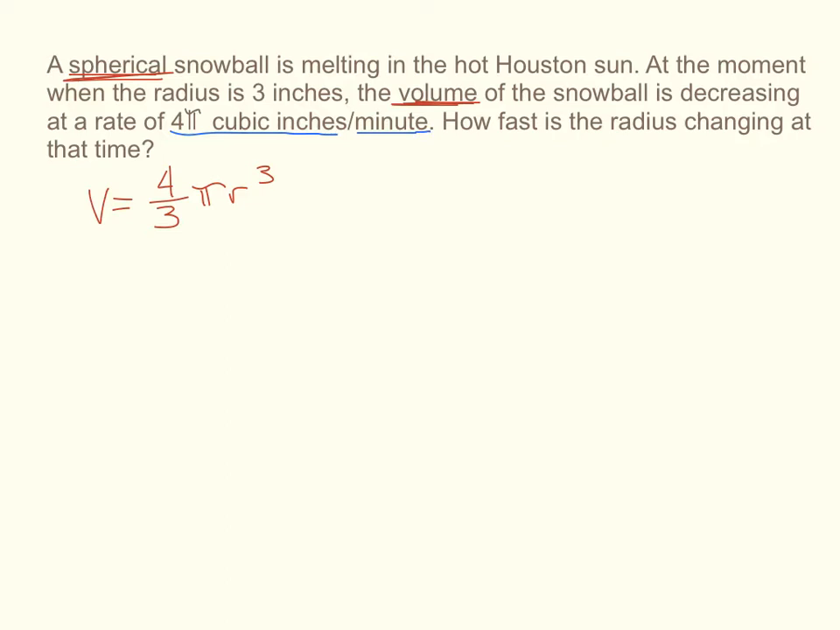After we find the equation of what we're working with, the volume of a sphere, the next thing we need to do is write down what we know. And that involves working with these numbers. We know that the radius is 3 inches. We also know that the rate that the volume is changing is 4 pi inches cubed per minute.